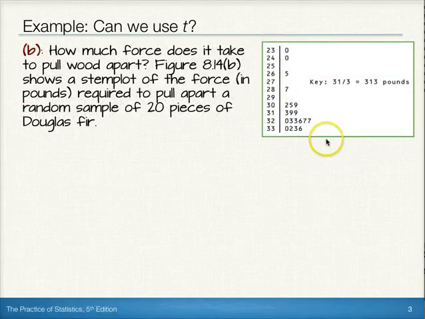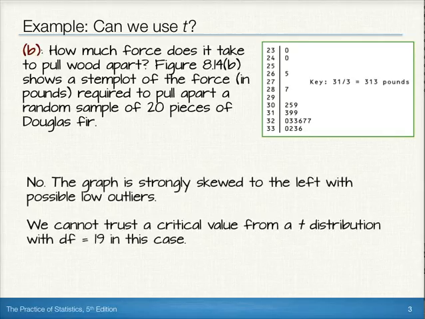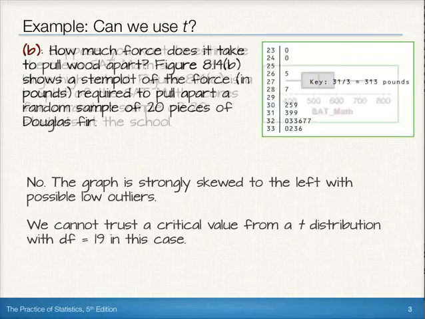How much force does it take to pull wood apart? This figure shows a stem plot of force in pounds required to pull apart a random sample of 20 pieces of Douglas fir. Can we use t-star in this situation? Well, actually, no. If you look carefully at the stem plot, we see that the graph is strongly skewed to the left with a few possible low outliers. Therefore, we can't use a value from a t-distribution with degrees of freedom 19 in this case.